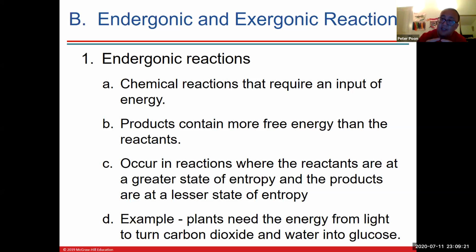There are two types of reactions: exergonic reactions that release energy, and endergonic reactions that require energy to be inputted. Endergonic reactions are chemical reactions that require input of energy.